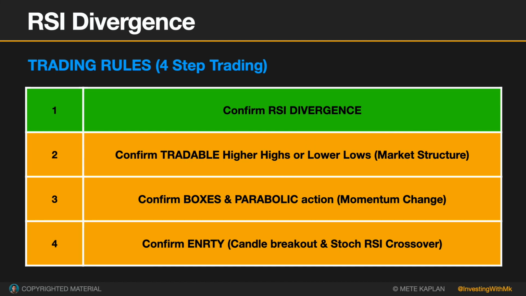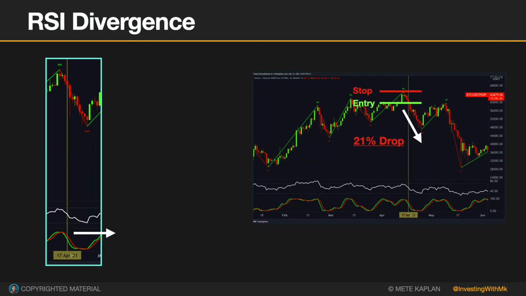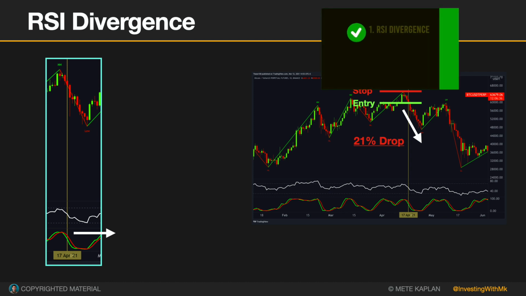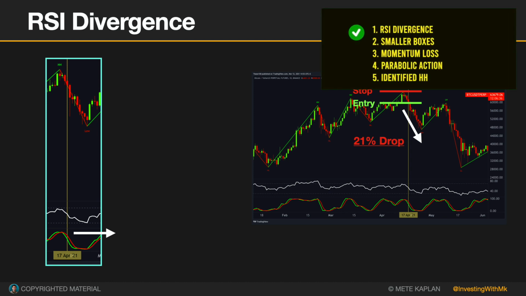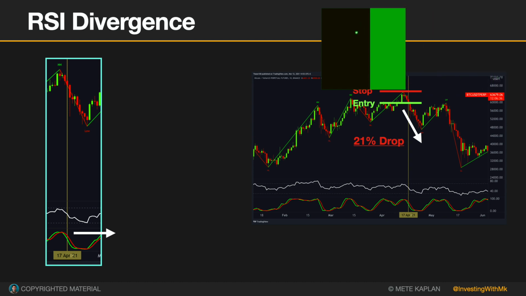Step 4. Confirming entries. Now, finally we come to the most critical point of trading, entries and stop losses. Any kind of reversal trading comes with a critical question: is this the top before a reversal, or is this the bottom before a reversal? Till this moment, we have RSI divergence, smaller boxes, losing momentum, parabolic action, identified tradable tops and bottoms. Everything is in our favor.